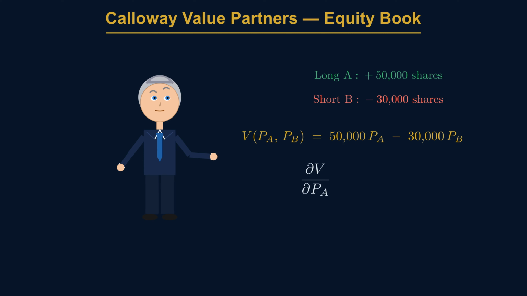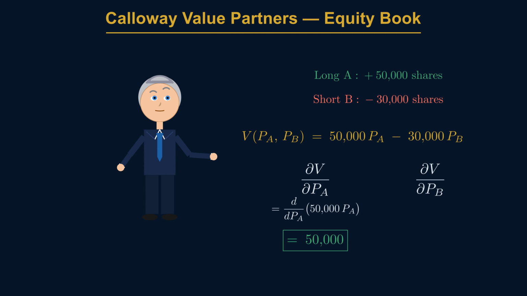He starts with the partial of the book's value with respect to the price of asset A. He treats the price of B as constant, which means the entire second term, the negative 30,000 times the price of B, is constant and drops away when he differentiates. The derivative of 50,000 times the price of A with respect to the price of A is just 50,000. So his first partial derivative is 50,000.